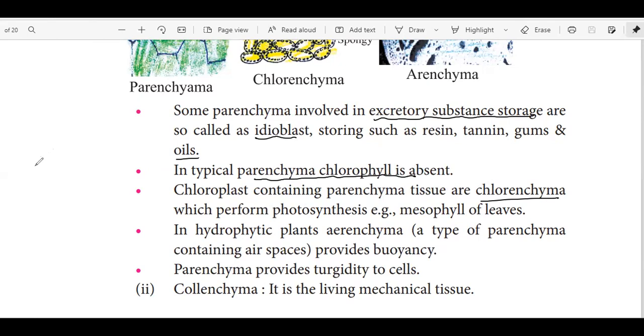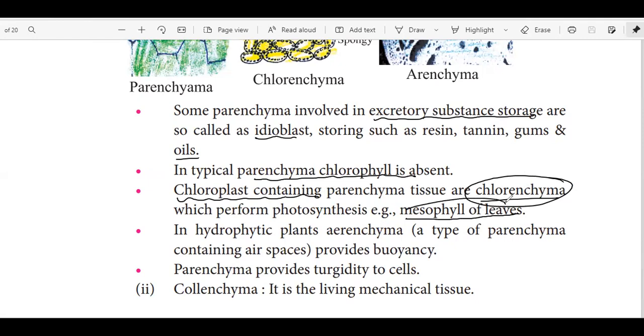If chloroplast is present, what is chloroplast? This is a type of cell organelle present in plants that is responsible for photosynthesis. If this organelle is present in a type of parenchyma, that parenchyma is considered chlorenchyma. Chlorenchyma means parenchyma tissue or cells that have chloroplast. In normal typical parenchyma, we don't have chloroplast. So chloroplast-containing parenchyma tissue is called chlorenchyma, which performs photosynthesis. An example is the mesophyll tissue of leaves.